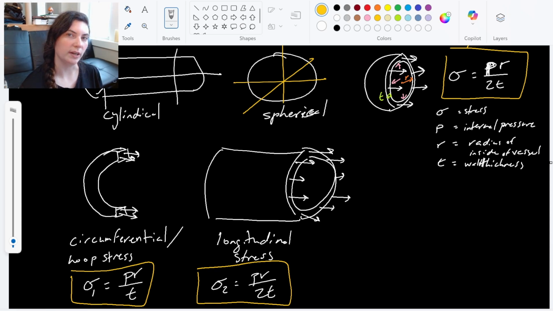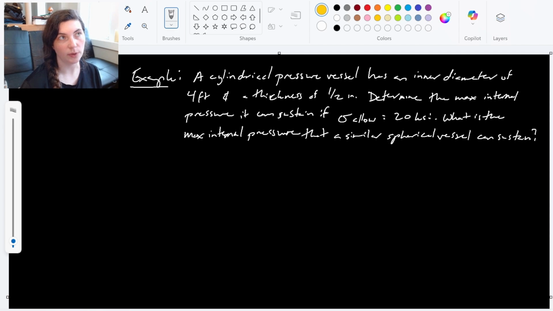Let's take a look at a quick example. In this example, we have a cylindrical pressure vessel with an inner diameter of 4 feet and a wall thickness of 1/2 inch. It asks us to determine the maximum internal pressure it can sustain if the allowable normal stress is 20 ksi. And then it asks what's the max internal pressure that a similar spherical vessel can sustain.